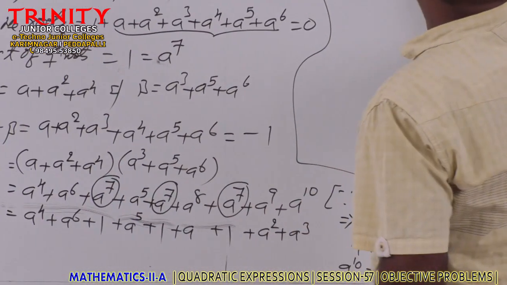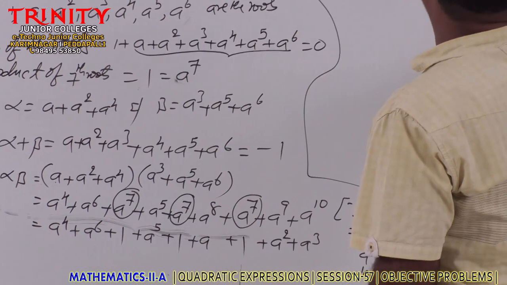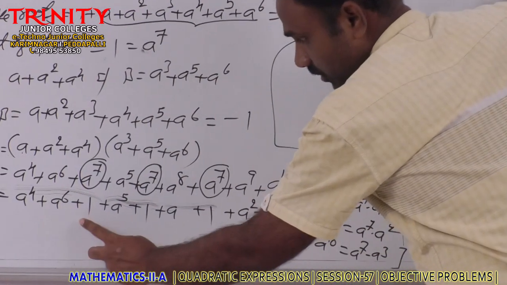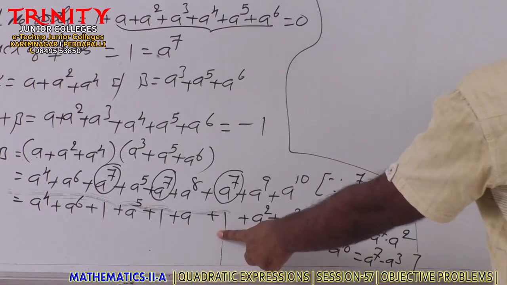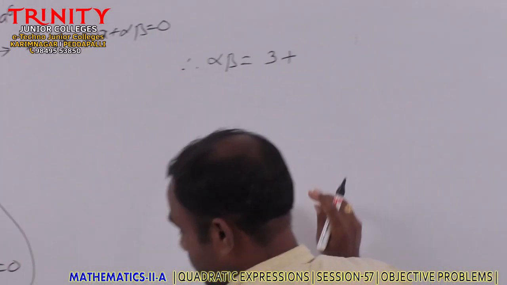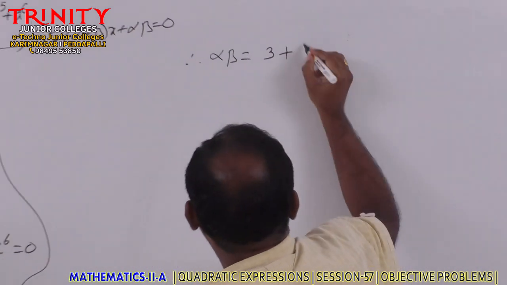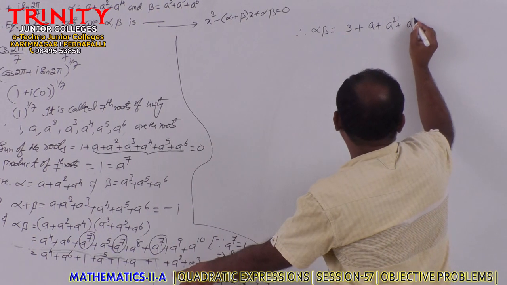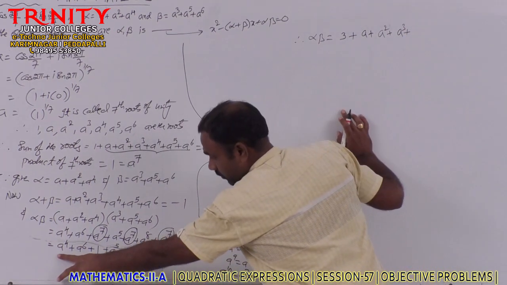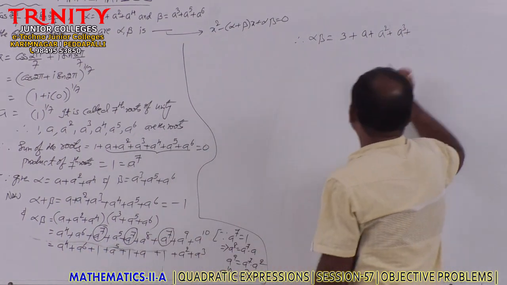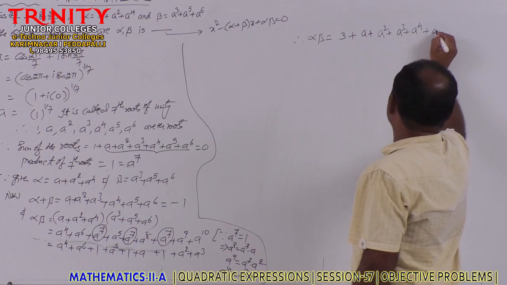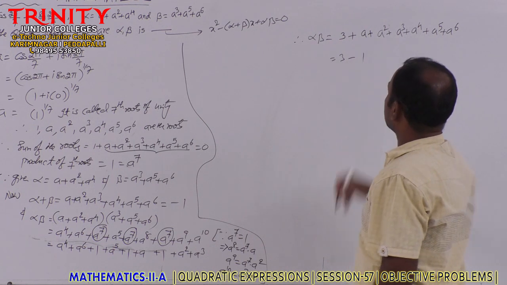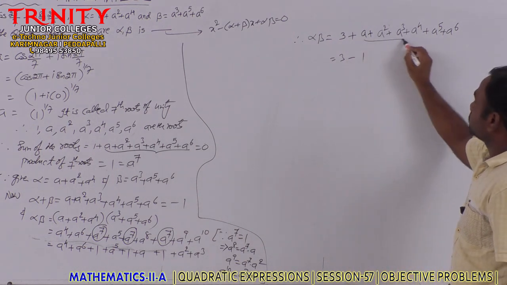what is the value of alpha beta? Therefore, alpha beta is equal to, write the values, 1 plus 1 plus 1, that is 3, plus a square plus a cube, a^4, a^5, a^6, a^4, a^5, a^6. 3 minus 1, or not, its value.